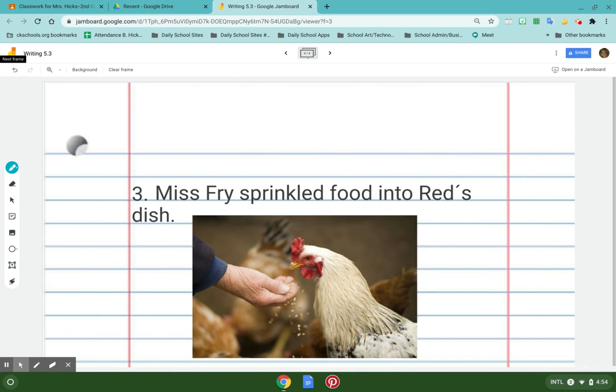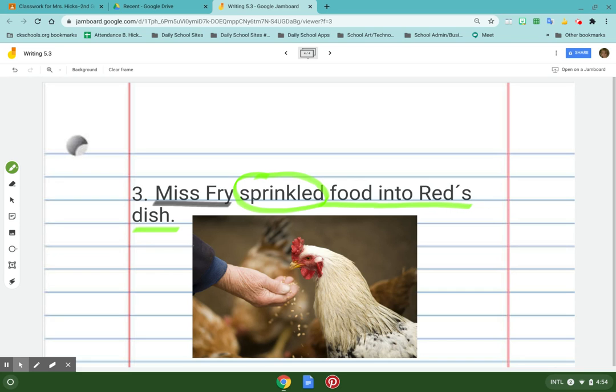All right. Next one. Miss Fry sprinkled food into Red's dish. Now, what we don't see is the dishes down there in the picture, and she's sprinkling the food into the dish. All right. So I asked myself, what's my subject? Who is the whole sentence about? Miss Fry. What is Miss Fry doing? She is sprinkling, sprinkled. And that's one of your vocabulary words. Where is she sprinkling? She is sprinkling, or what is she sprinkling? The food. And where is she doing it? Into Red's dish.